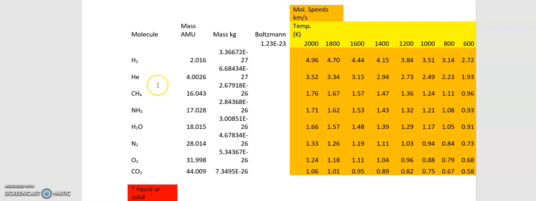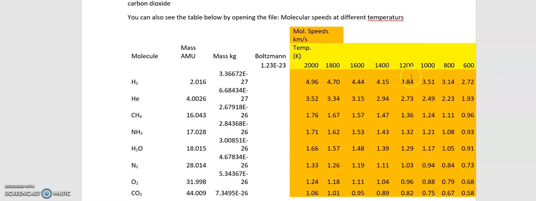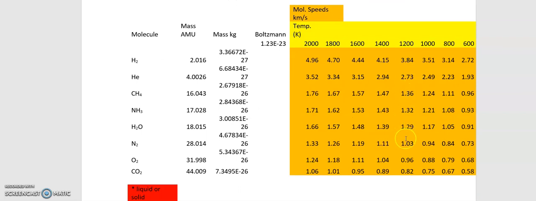So the hydrogen molecule at that temperature has a molecular speed. These are calculations, but you don't have to do them. You just look it up, right? So you find the 1200. There's the speed for hydrogen, there's the speed for helium, methane, ammonia, and water, nitrogen, oxygen and carbon dioxide. Those are the gases that we always deal with.